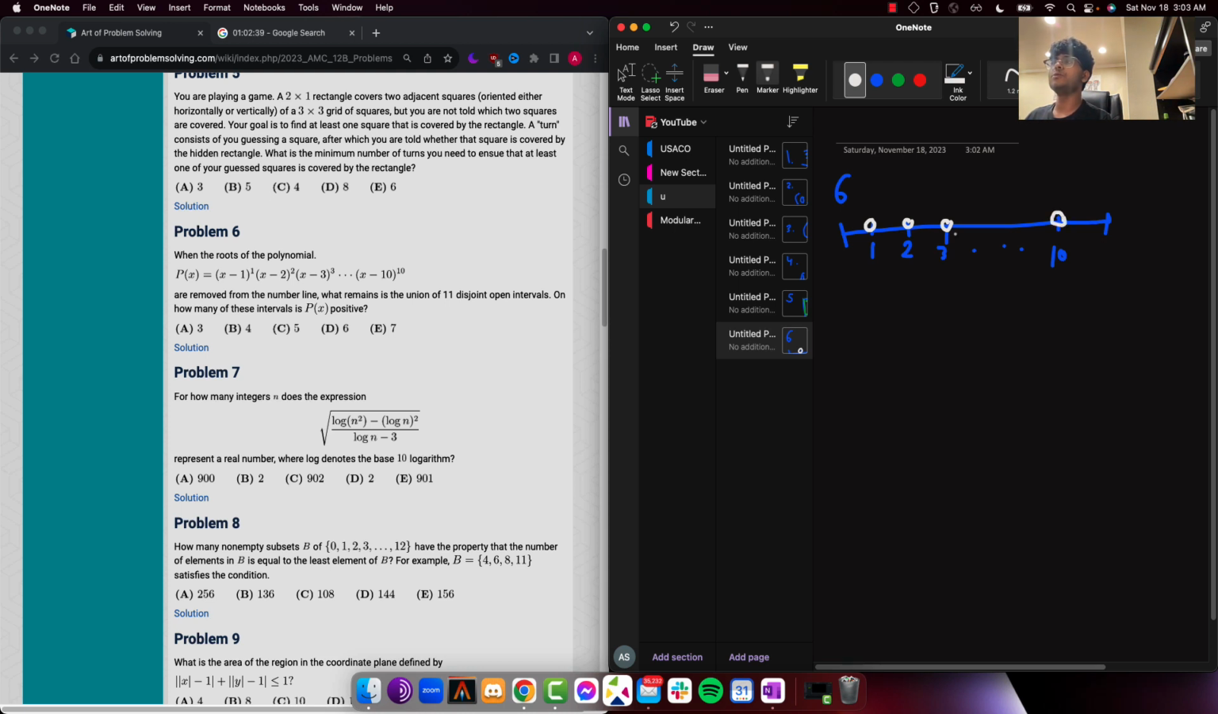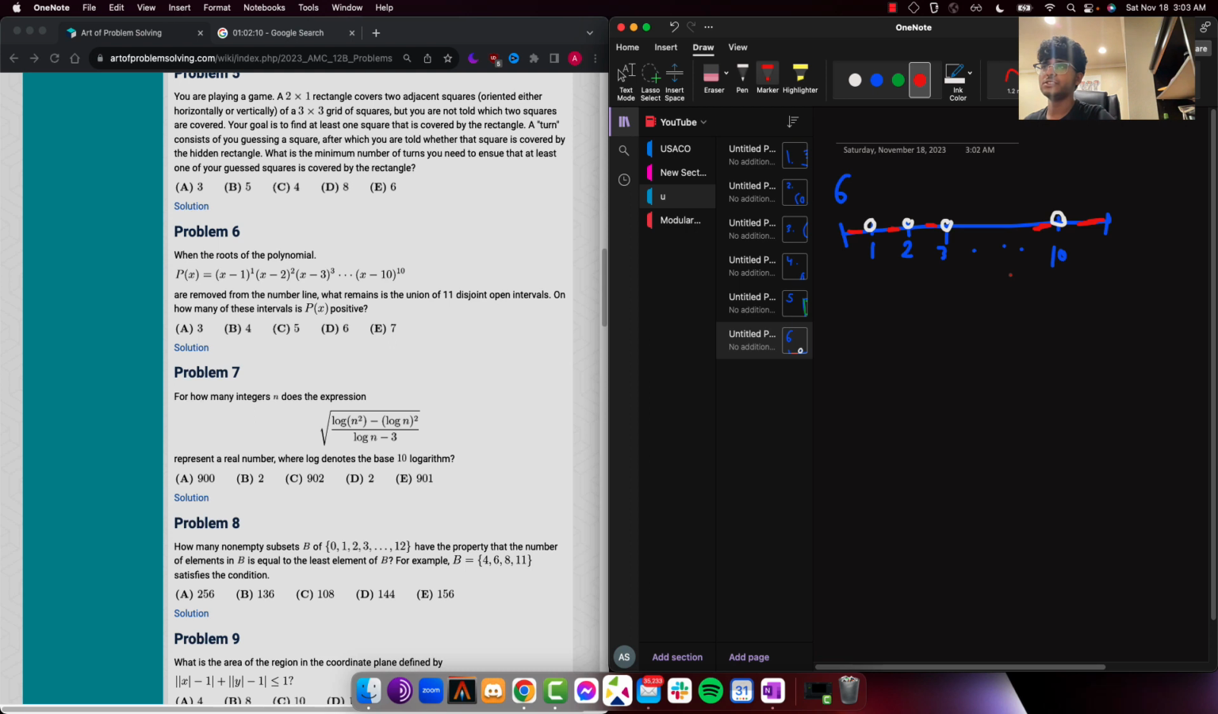And saying when you remove them from the number line, then what you have is a union of 11 disjoint intervals. So I'll draw them like this. This is 1, this is 2, this is 3, and then this would be like the 10th one, because the patterns are like the second interval is before 2, the third interval is before 3, so the 10th interval is before 10, and the 11th one is this one over here up to infinity. So I think, okay, yeah, those are the 11 disjoint intervals that it's talking about.